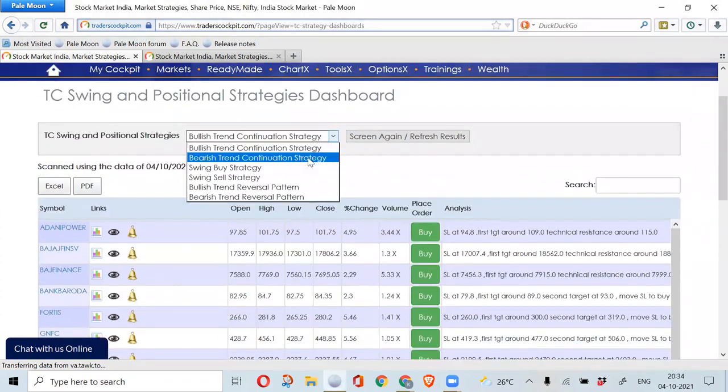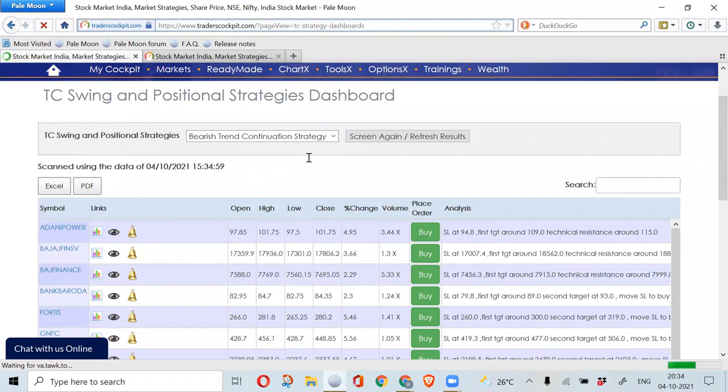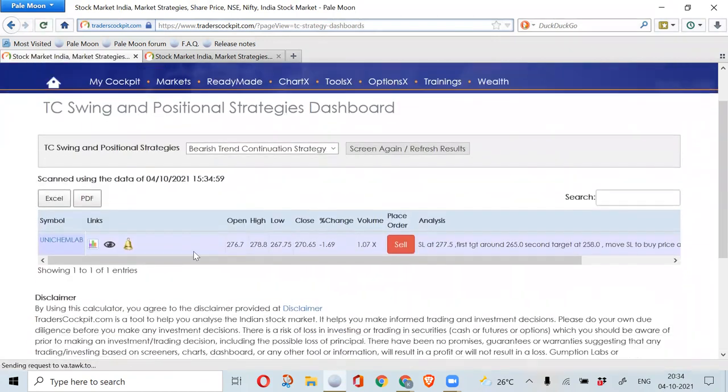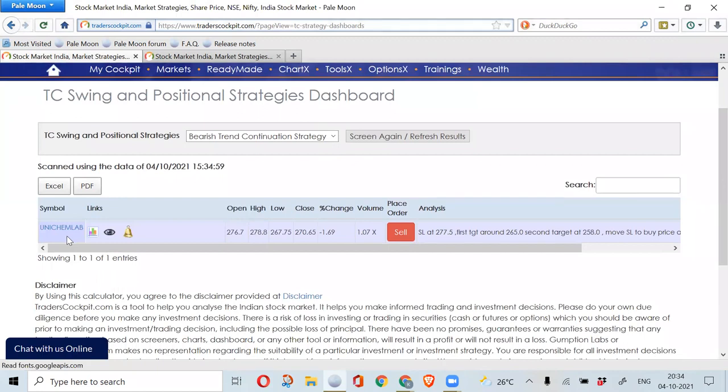Similarly, if you want a bearish trend continuation strategy, you select the bearish trend continuation strategy and you get the results here, like Unichem Lab, and then the stop loss, first target and second target. So in this bearish trend continuation strategy, you can trade in futures or options according to your risk capabilities and according to your risk to reward ratios. You can trade in futures and options as well.